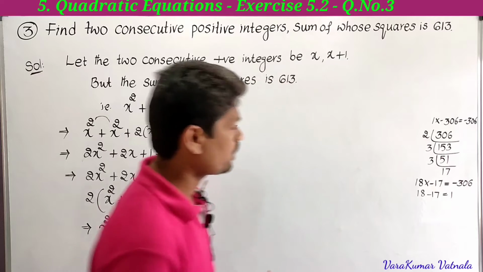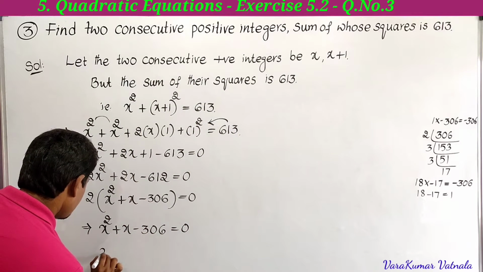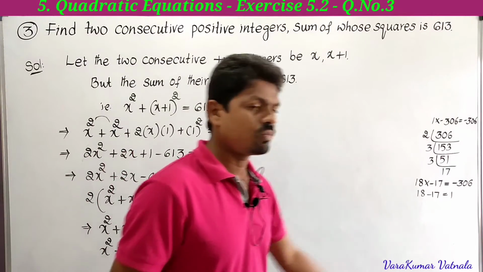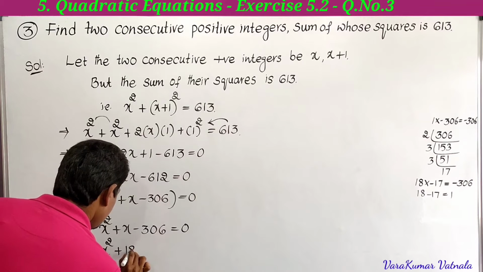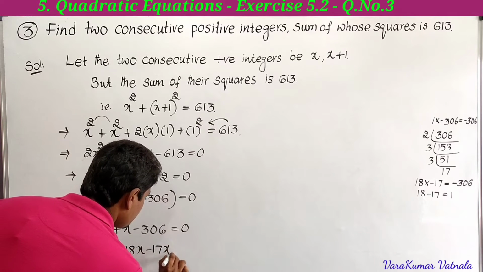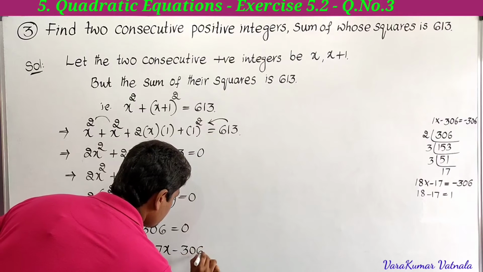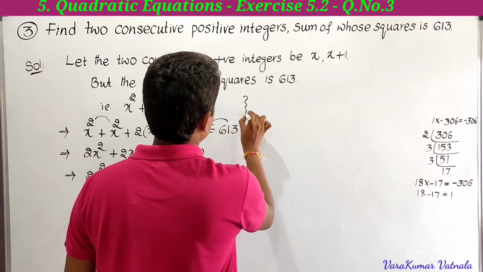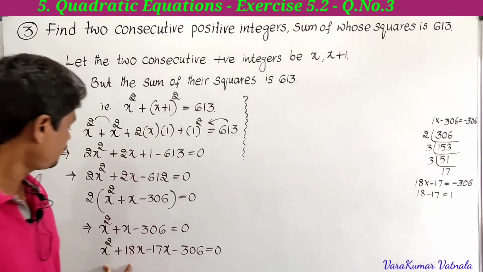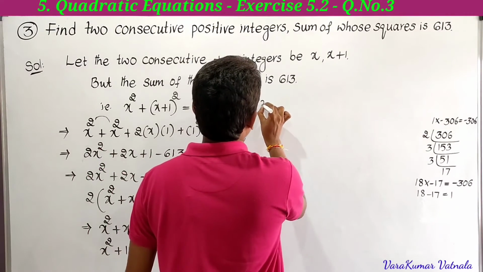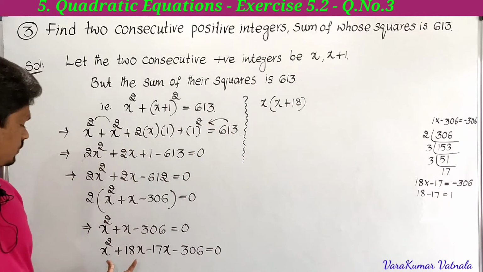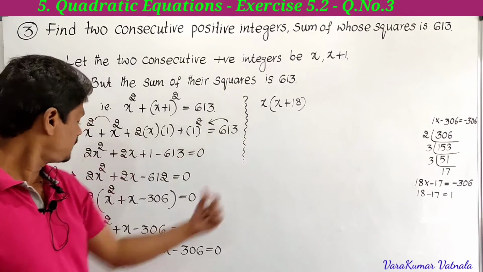So see here how can we write. So write this x square as usual, but this plus x we can write as plus 18x minus 17x, minus 306 is equal to 0. So now from the first two terms, we take x common. So if we take x as common, what we get, see here, x into x plus 18.